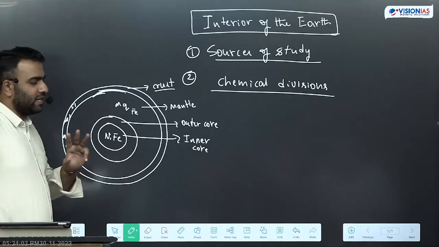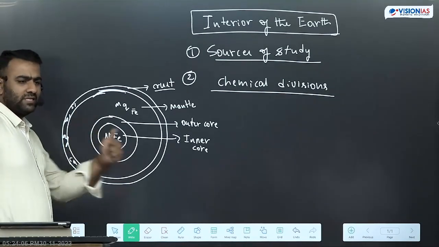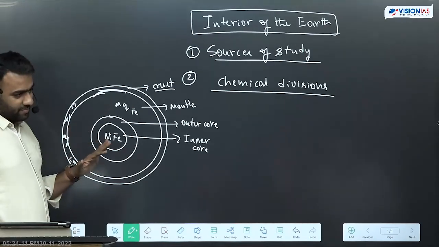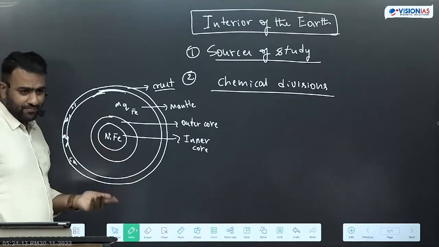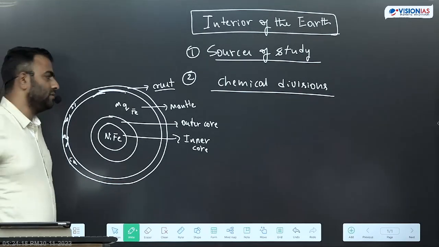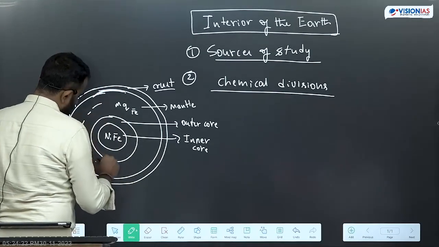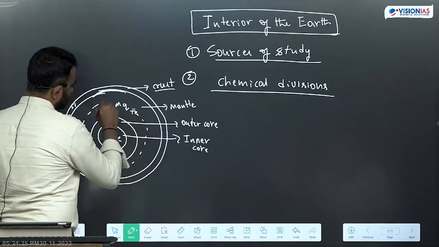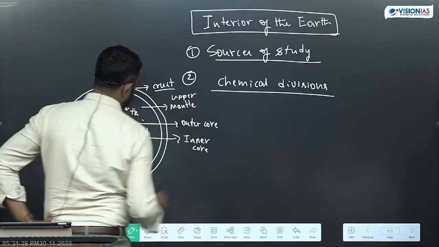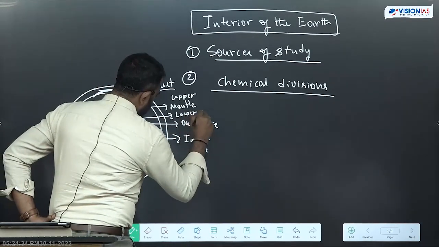So overall we can identify three layers: crust, mantle and core. Crust is very light, dominated by silica, aluminium and magnesium. The mantle is dominated by magnesium, calcium and iron. Core is dominated by nickel and iron. So the mantle is again divided into two parts. One is the upper mantle, another one is the lower mantle.